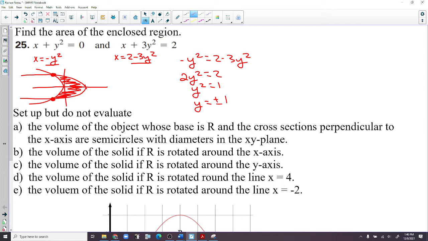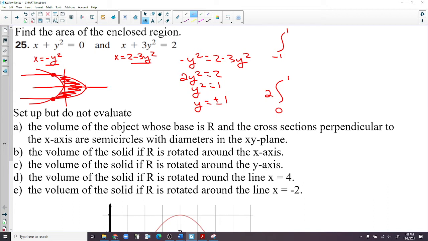So that means you have a couple ways to do this, and I don't think we're going to do any integration today. You go negative 1 to 1, or you could go 0 to 1 and double it because we've got symmetry over the x-axis. I prefer the bottom one because I don't like keeping track of negatives. But I have to make sure I'm 100% sure that there's actual symmetry going on, and there is in this case.